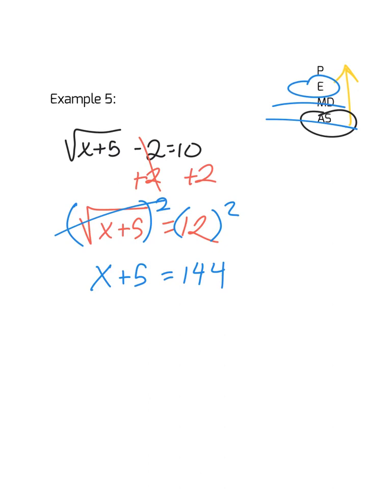And then to continue with my backwards order of operations, the P is what's left because this was part of our grouping symbol. And so we are going to subtract 5, since that's addition, we have to cancel it out, and so x equals 139.